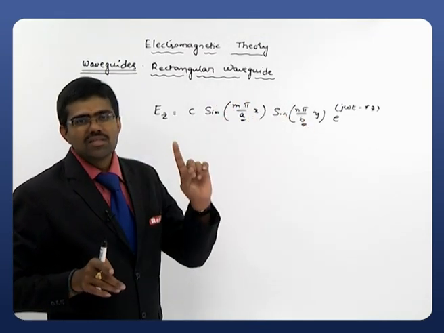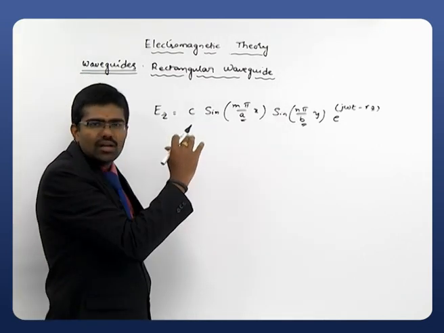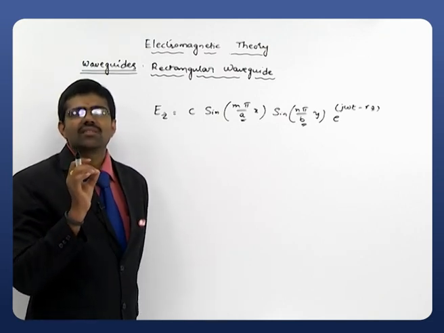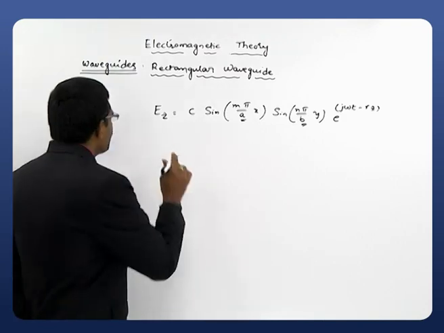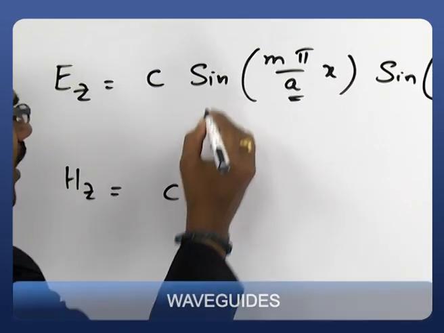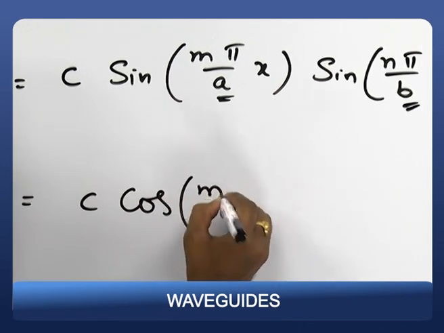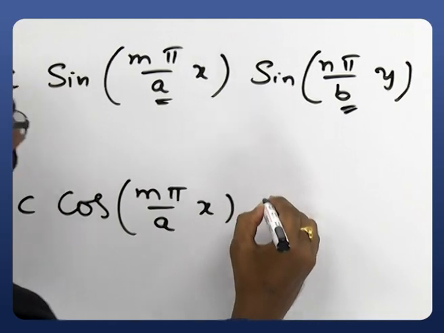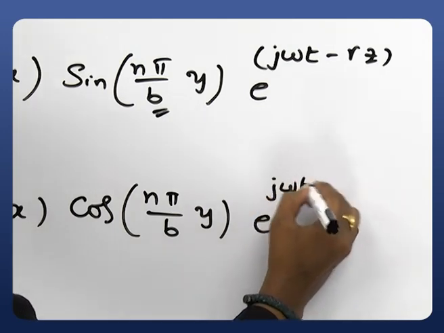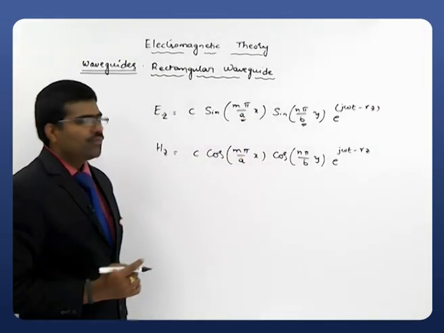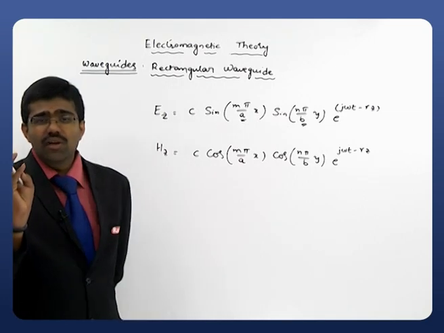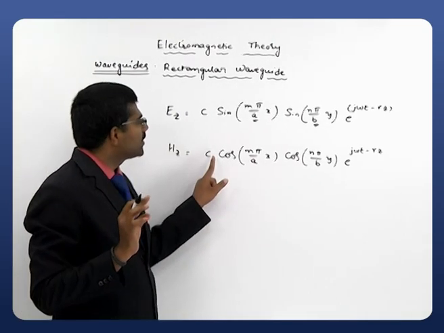Clearly remember that point. Similarly, after solving our Hz equation and applying the boundary conditions, the boundaries are the same, and the tangential electric field component is 0. After applying that, you will get a similar equation for Hz, in the same form, but instead of sin you will get cos: m pi by a x, cos n pi by b y, e power j omega t minus gamma z. If you remember these two equations, that's enough. Along with these two, you also have to remember the four equations Ex, Ey, Hx, Hy, and the solutions of Ez and Hz.